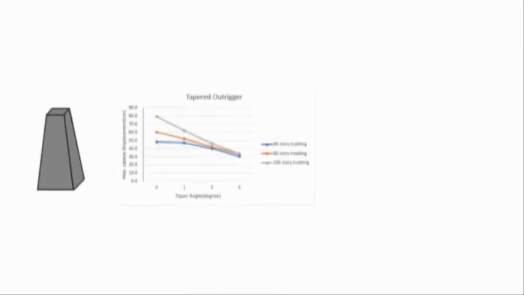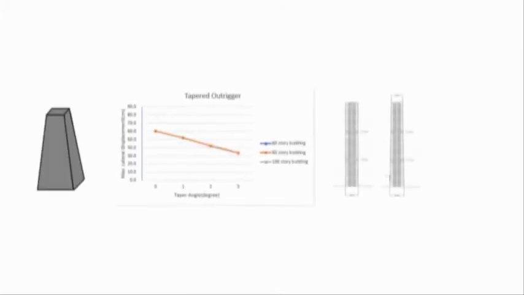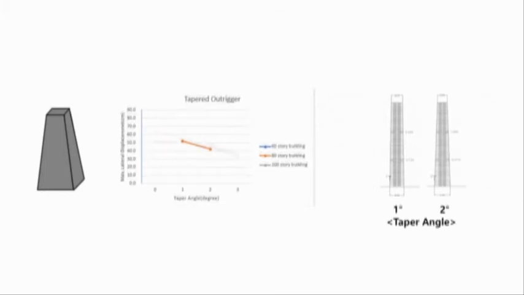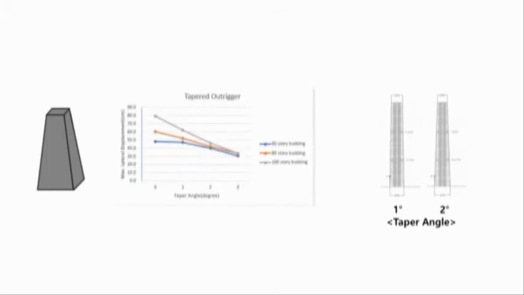Here is an interesting chart about tapering angle. When the taper angle gets bigger, the building gets more lateral resistance. Because our building is an 80-story building, and its tapering angle is 1.5 degrees by our own calculation, this building gets about 25% more lateral resistance compared to not using the tapering shape.